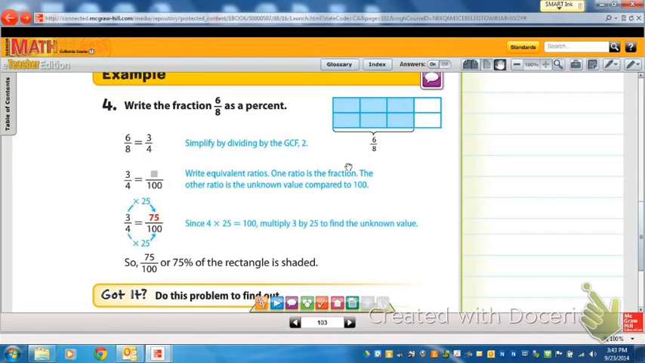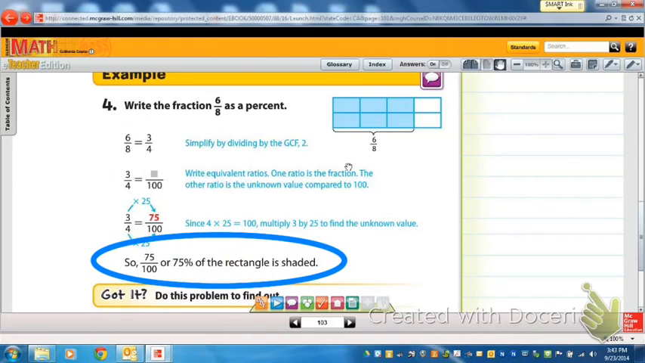Sometimes you'll get a fraction that you can't change to 100. For example, we have 6/8, and they want you to change that to a percent. So 6/8, they reduced it to 3/4. Once you reduce it to 3/4, it's easy to change the denominator to 100, which they did down here. 4 times 25 is 100. 3 times 25 is 75. So your answer would be 75.